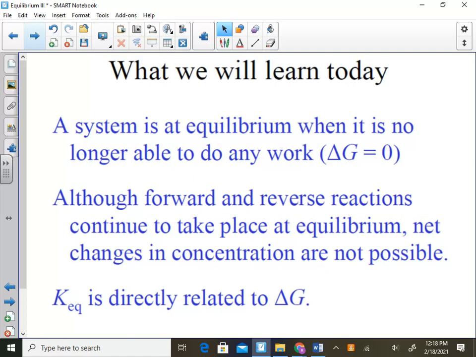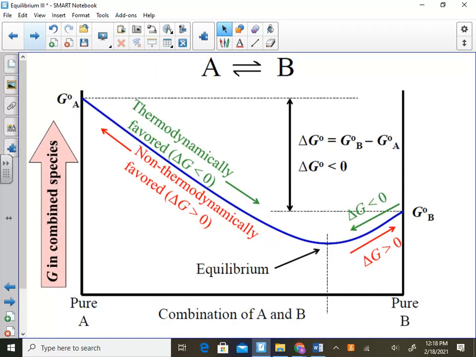Today we're going to talk about if a system's at equilibrium. We know that the concentration stopped changing, and so delta G is 0 because that system is no longer available to do work. The forward and reverse reactions continue to happen, but the rate is the same now, and so there are no changes in concentration anymore. So how does that affect the system?